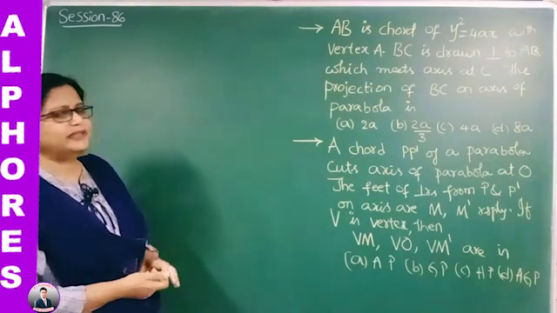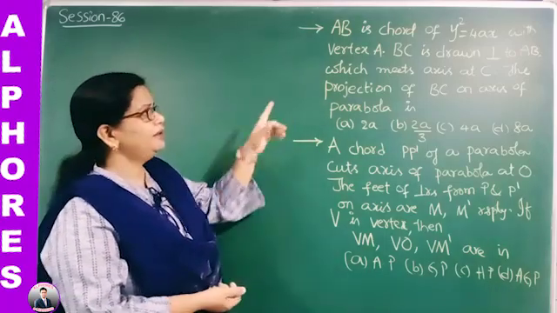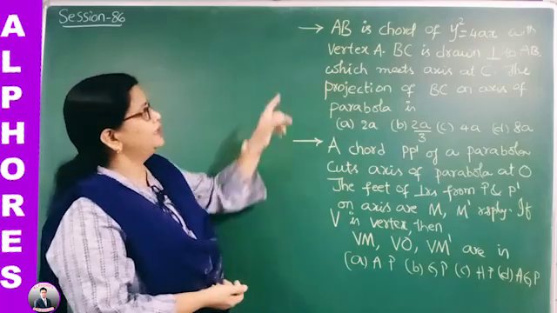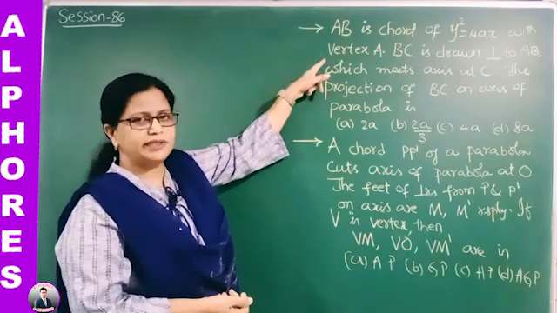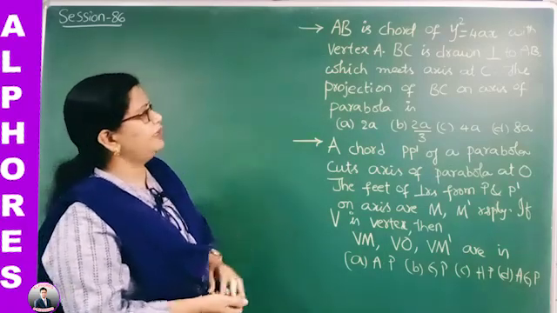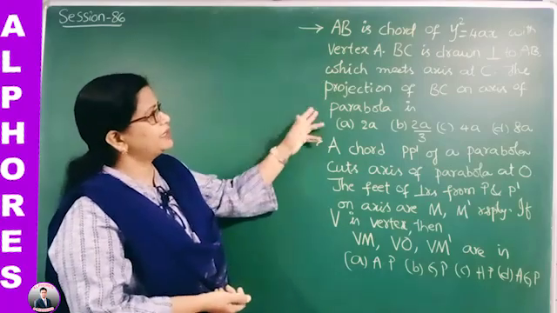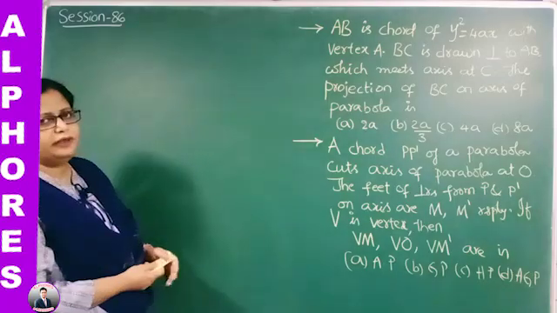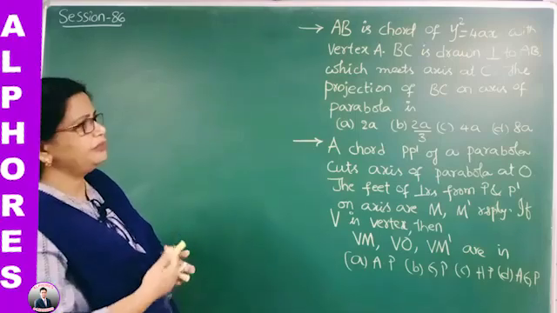Now students, observe these two problems. The first problem is here: AB is a chord of the parabola y square equals 4ax with vertex at A, as usual. So the chord has one of its end points at the vertex, that is the important thing. Now BC is drawn perpendicular to AB, which meets the axis at C. Find the projection of BC on the axis of the parabola. The standard form is given in the problem. The problem is completely based on the diagram, and later we can apply whatever requirements we need from our known concepts.